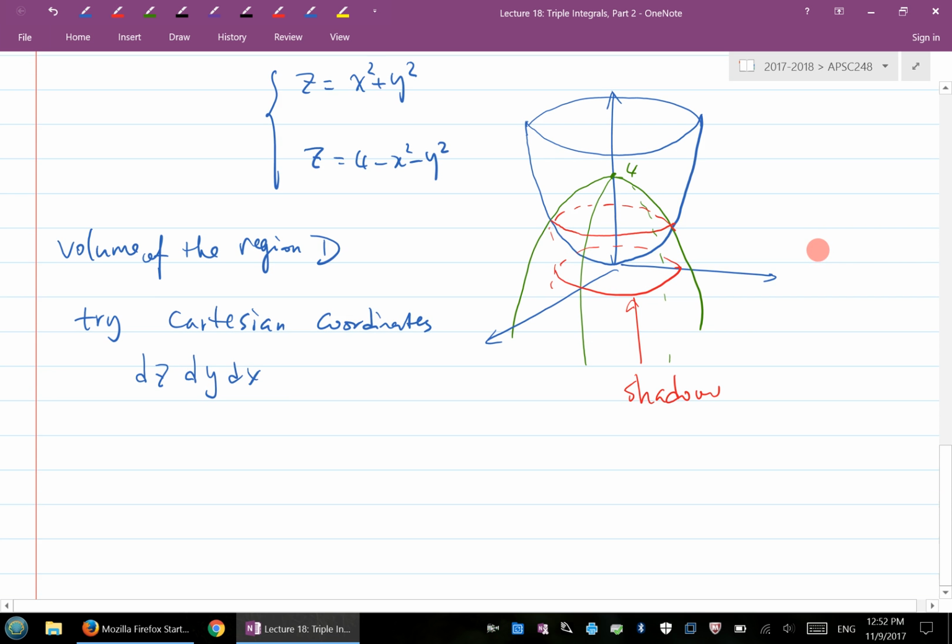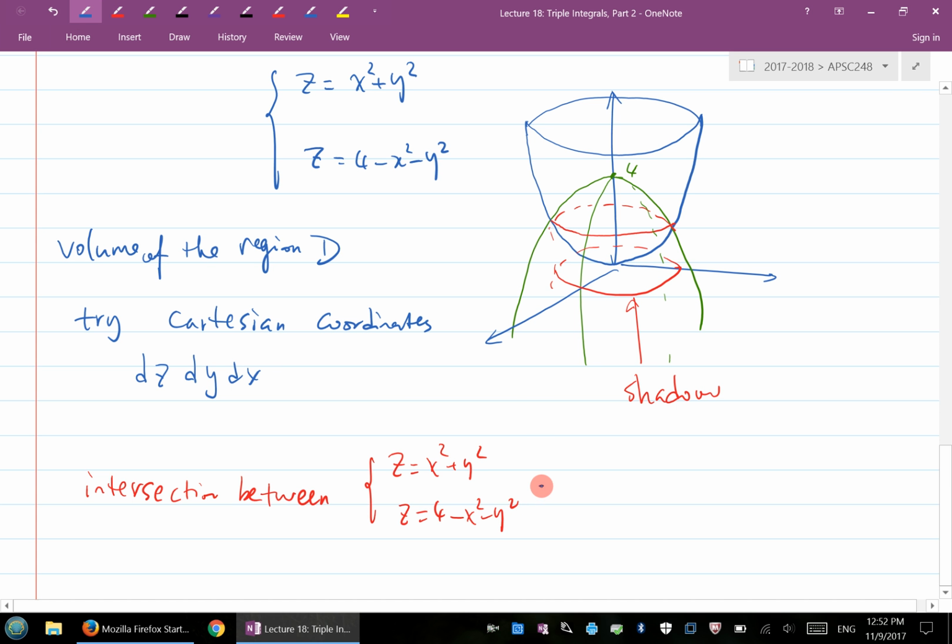So how do you get this circle? Apparently the circle represents the outermost edge of the region D, and this circle is the intersection between the two surfaces here, right? If you look at the intersection, here are the two curves. So the intersection between this and this.